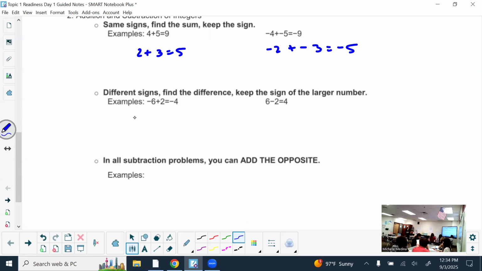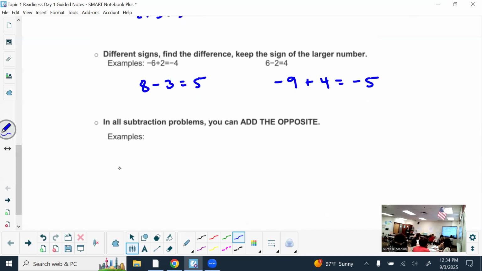Let's do 8 minus 3. What's that? 5. Okay, we probably didn't need to think too hard for that one. Now let's do -9 plus 4. What is it? Okay, good. So when there's different signs, and really, I probably shouldn't have put that. I probably should have put 8 plus -3 and 6 plus -2, but same difference. You find the difference and you keep the sign of the larger number.